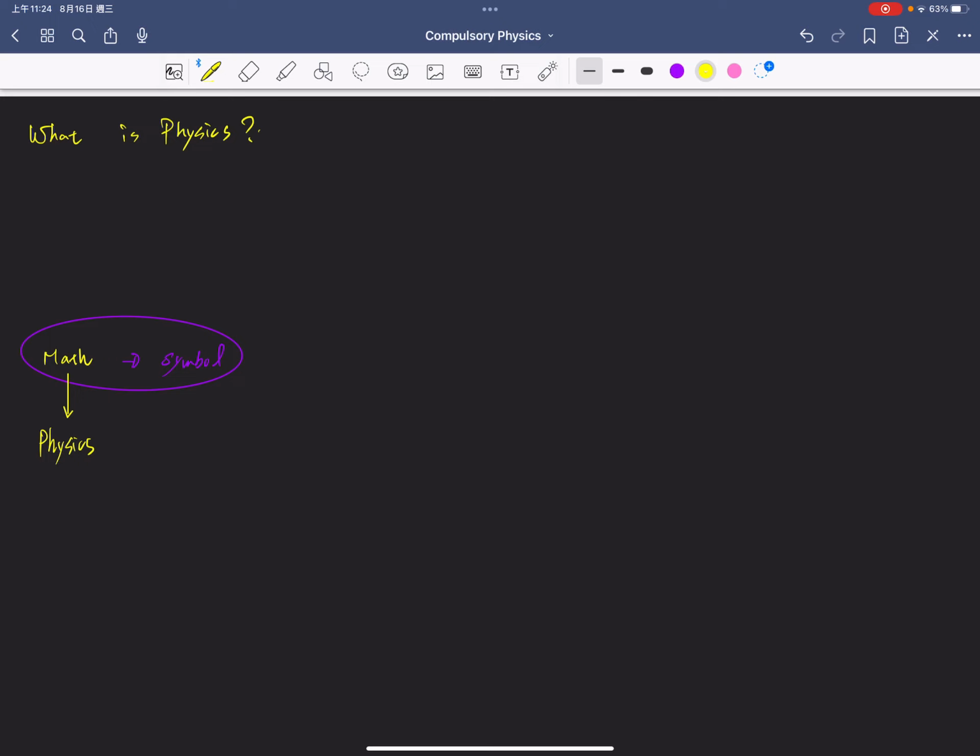So the physics actually is based on the maths. There is a lot of maths you have to learn if you study physics in the physics departments in high schools and universities. You will know that. However, how do we connect the maths and the physics?